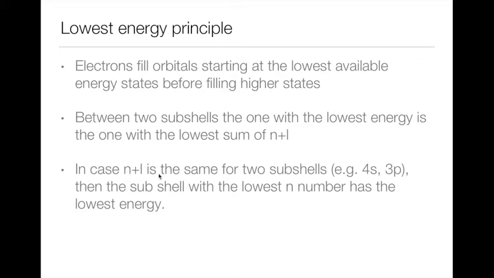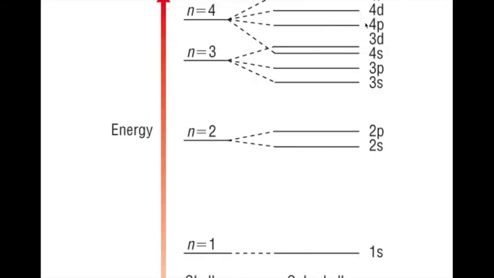And if I have the same sum, like 4s, which is 4 plus 1, 5, and 3d, 3 plus 2, 5, and 3p, 3 plus 2, 5, they have the same sum of n plus l, then the one with the lowest energy is the one with the lowest n number, therefore 3p. And if we start doing this mathematics, we see that the lowest is the 1s, because it has 1 plus 0, 1, then 2s, 2 plus 0, 2, 2p, 2 plus 1, 3, 3s, 3 plus 0, 3.